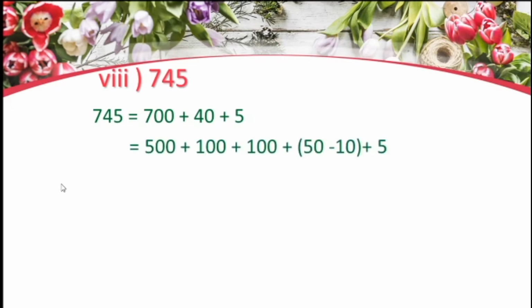So the last sum, 745. So the expanded form of 745 is 700 plus 40 plus 5. Next, we want to split the numbers. So 700 can be written as 500 plus 100 plus 100. 40 can be written as 50 minus 10, plus 5. Next, the 500 is D, 100 is C. 50 minus 10 can be written as XL and 5 is V.